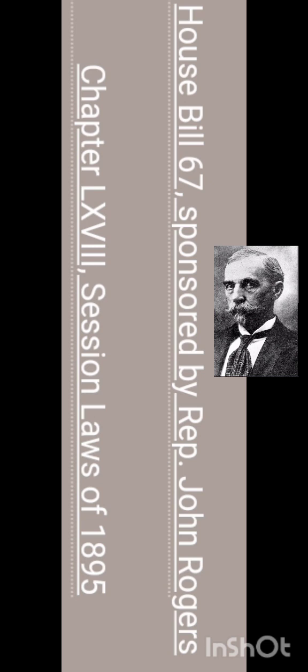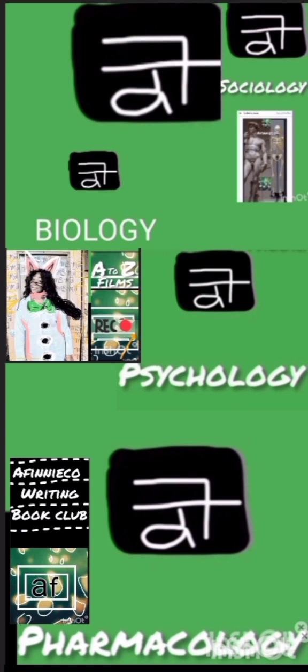Now, in 1895 is when House Bill 67, sponsored by Representative John Rankin Rogers, is the gentleman who enacted, and he was the governor because there was no U.S. Congress and there was no Supreme Court. So, there you have it in a nutshell, a comparison between the Bill of Rights and the Civil Rights Act.